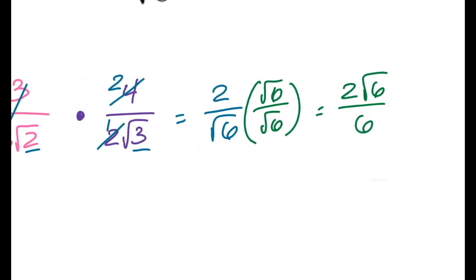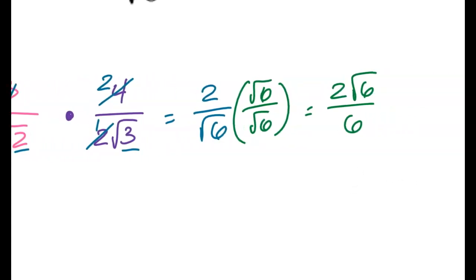But there's one more last thing. Yes, you got it. What goes into both the numerator and the denominator? 2. 2 goes into 2 once. 2 goes into 6 3 times. So you end up with the square root of 6 over 3.